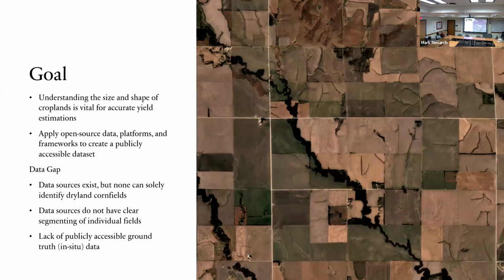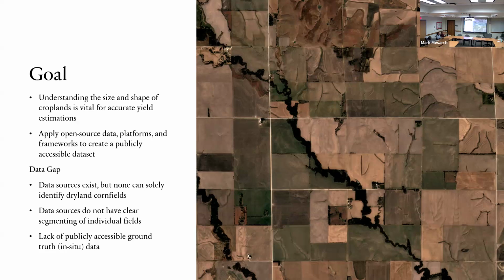So the goal overall of my talk today is basically explaining chapter 1, and what that's including is understanding the size and shape of croplands. And that's vital towards yield estimation. I'll explain later on. My goal of chapter 1 is to calculate yield for this area and apply open source platforms and frameworks in a publicly accessible manner. Fill data gaps as well.